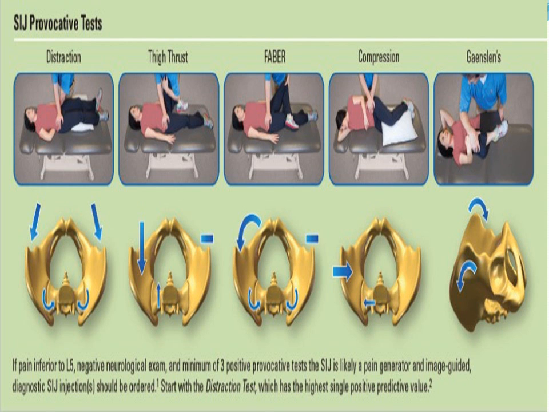Sacroiliac joint examination is an important part of the rheumatological sheet. The following tests are used to detect any sacroiliac joint dysfunction, such as distraction, thigh thrust, Faber test, compression test, and Gaenslen test.